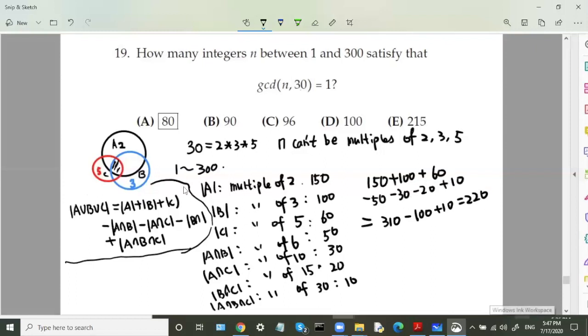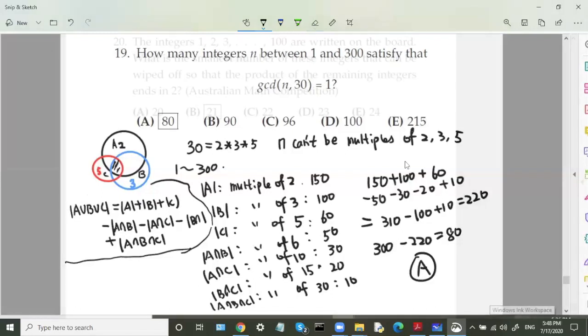So the total number between 1 to 300 is 300. So we subtract the multiples of 2, 3, 5: 300 minus 220 is 80. So the 80 numbers could be n that are relatively prime with 30, the greatest common divisor equals 1. So the answer is A.